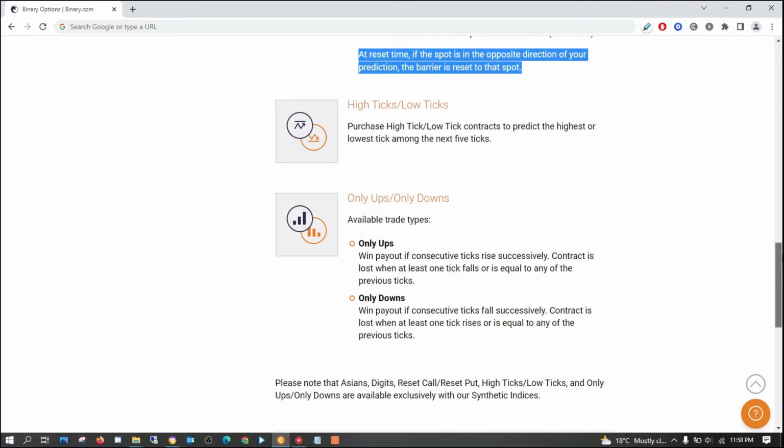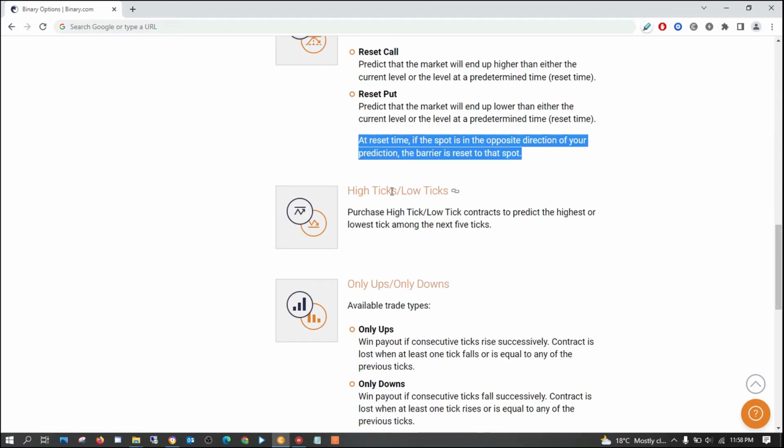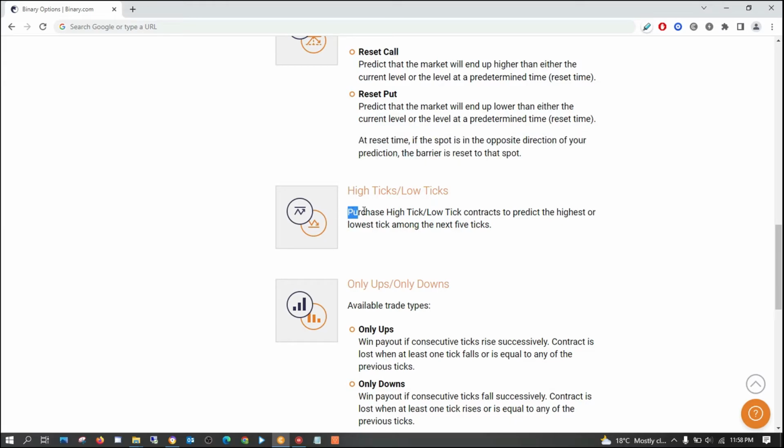Another trade is high ticks or low ticks. The high tick or low tick contract predicts the highest or lowest tick among the 5 ticks. So let's say you have 5 ticks and you predicted that the last tick will be high. If the last tick is high, you win your position, and if the last tick is low, you lose your position. So that is what is happening here.